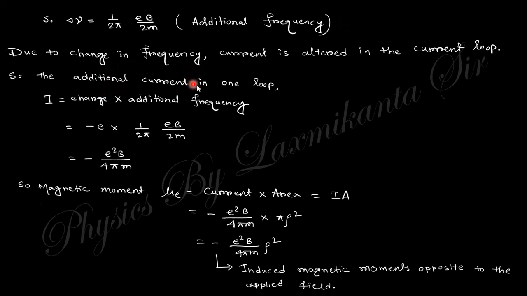So there is an alteration in the magnetic field. This current is nothing but charge into the additional frequency, because you know current equals charge by time, and 1 by time is nothing but the frequency. So this is minus e times that. You obtain this expression. The magnetic moment mu e is nothing but current into area, I a. So put in this value of current, and the area is like that. Finally you obtain the magnetic moment, and here the negative sign says that the induced magnetic moment is opposite to the applied field, and this is the property of diamagnetic material.